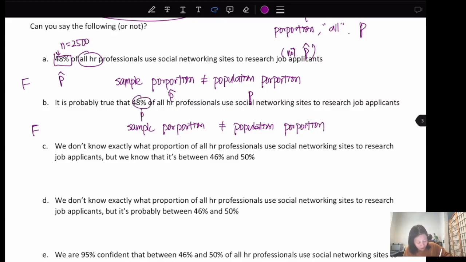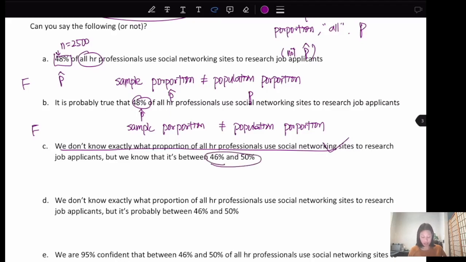48% is our sample proportion. They still use that as a population proportion. That means it's wrong. We don't know exactly what proportion of all HR professionals use social networking. So the first sentence is wrong, but we know that it's between 46% and 50%.